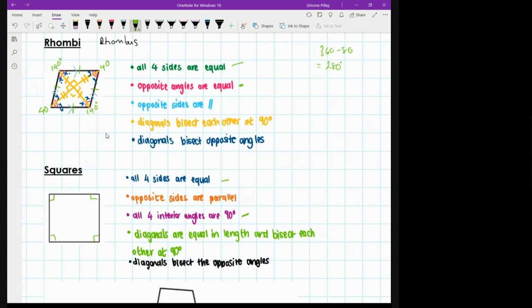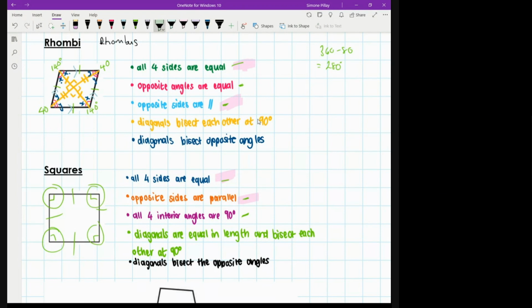So do you see that? Yes, all four sides are equal, just like a square. But in a square, my angles are all 90 degrees, whereas in a rhombus, only the opposite angles are equal to each other, and they do not have to be 90 degrees. Does that make sense? Yes, it does. Let's look if there's any other differences. They've told me here that my opposite sides are parallel. Opposite sides are also parallel in a square. So those are similarities. Similarities will be in pink: all four sides equal, opposite sides are parallel.